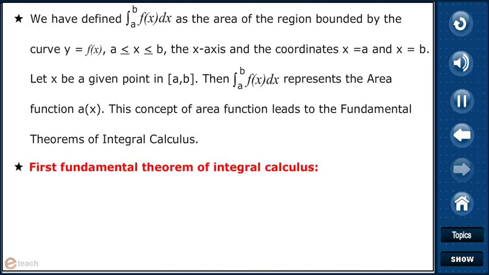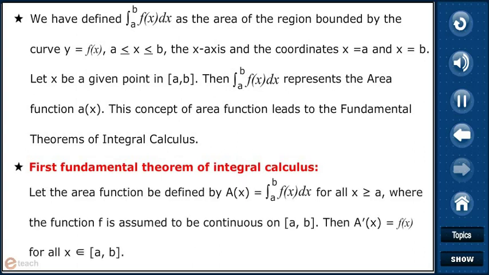First fundamental theorem of integral calculus. Let the area function be defined by A(x) equals integration a to x f(x) dx for all x greater than or equal to a, where the function f is assumed to be continuous on the closed interval a comma b. Then A dash x equals f(x) for all x belonging to the closed interval a comma b.